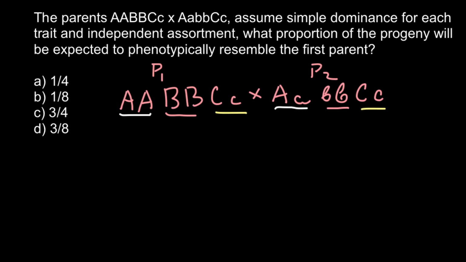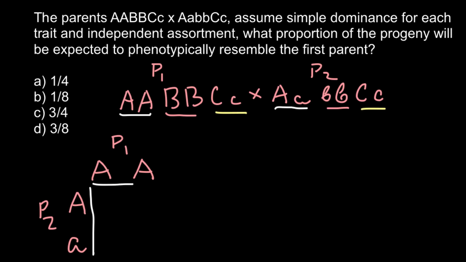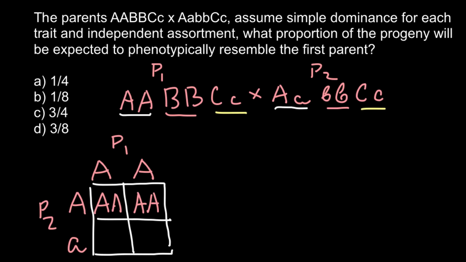So, for example, parent 1 would be here on the top, parent 2 would be here on the side. For the gene A, parent 1 is homozygous dominant, so the genotype is capital A, capital A, and parent 2 is heterozygous, so capital A and small a. Now let's build the Punnett square, and we can predict what we are going to get here. So capital A, capital A here, and capital A small a here, and capital A small a here.